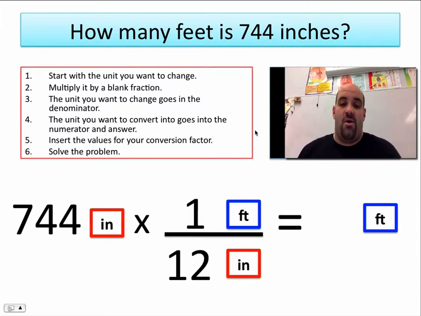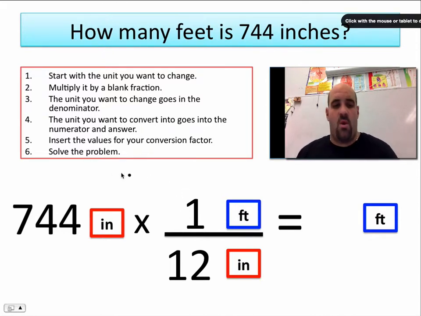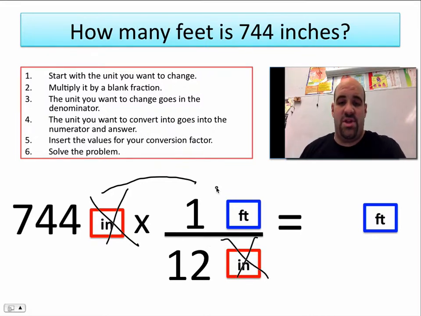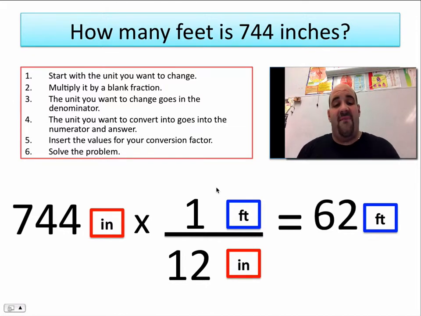So now, how are we solving this? We're multiplying across. 744 times 1 is 744. Now I have to take 744 and divide it by 12. 744 divided by 12, the inches cancel. Because we have units in division, and that's what they do. They cancel in division. And we get a final answer of 62 feet. Hopefully so far so good.